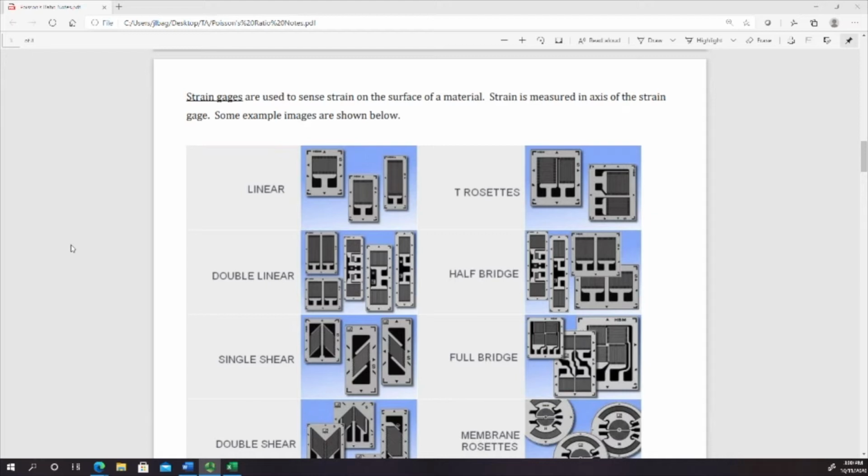So the way we're going to be doing this in this experiment is using strain gauges. Strain gauges are used to sense strain on the surface of a material. These are attached directly to the surface of the material in a multi-step process. We're not applying the strain gauges in this particular experiment, we're just using them to analyze our data. You will probably have an experiment later, not necessarily in this class, where we will go over how to actually apply a strain gauge to a particular material.